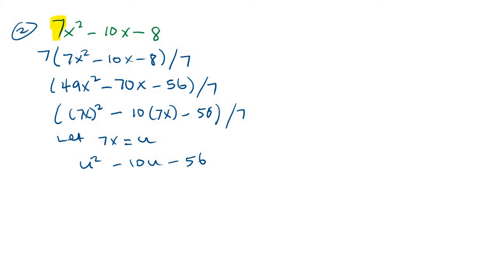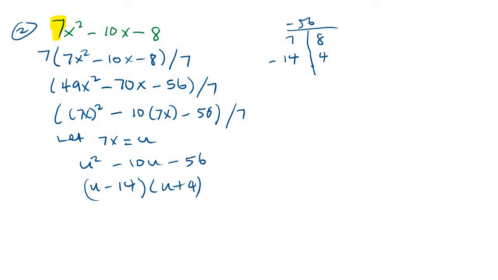So now we're going to break 56 down so that we can have 10. Let's start with 7 and 8. That will give me 15, negative 15. That's not going to work. All right, let's say we go 14 and 4. 14 times 4 is 56. I can get negative 10 from there, so I need a negative 14 there to get negative 4. So it's going to be like this: u minus 14 and then u plus 4.